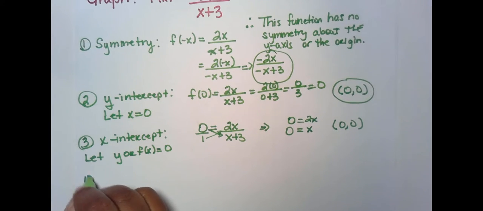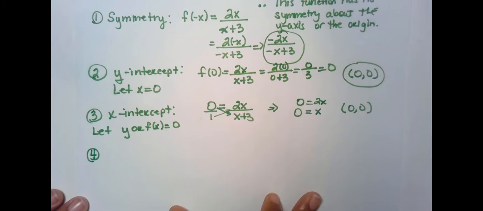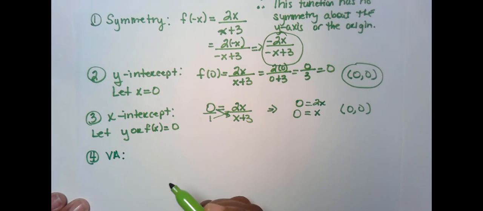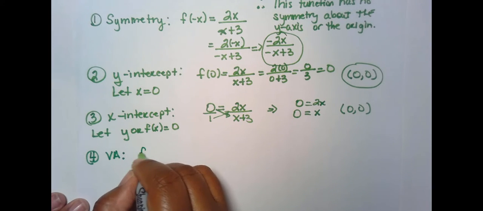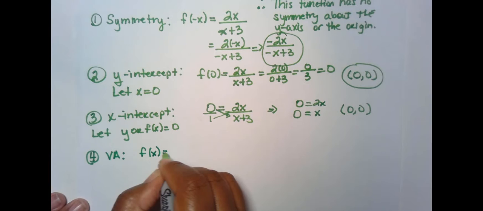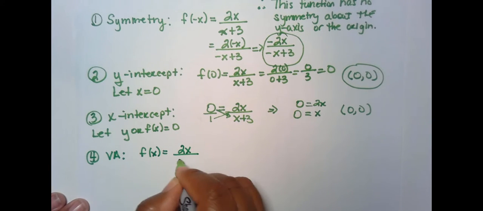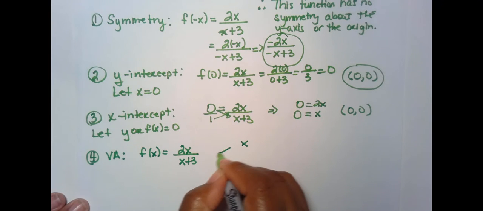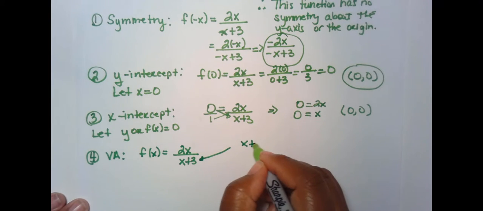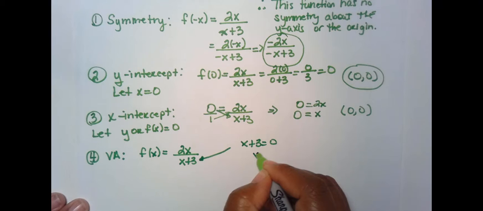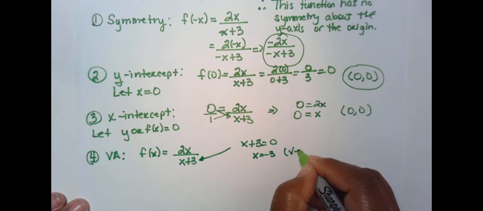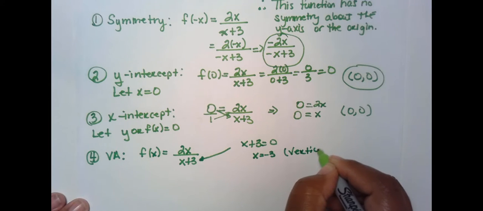Number 4, we want to find the vertical asymptote. So I'm going to just write it as VA, representing the vertical asymptote. So to find the vertical asymptote, remember we set our denominator equal to 0, and our vertical asymptote is going to be a vertical line.